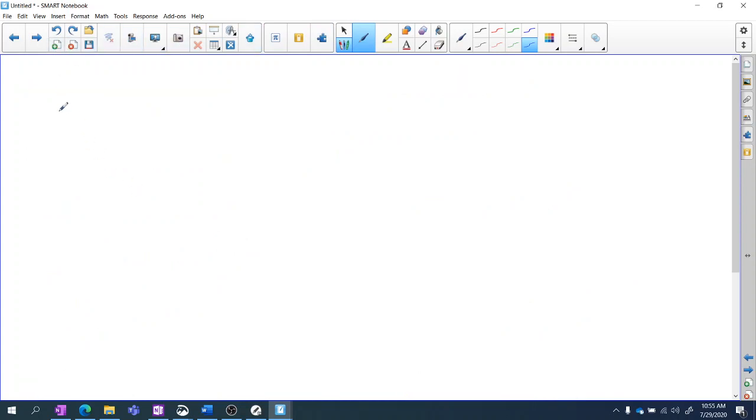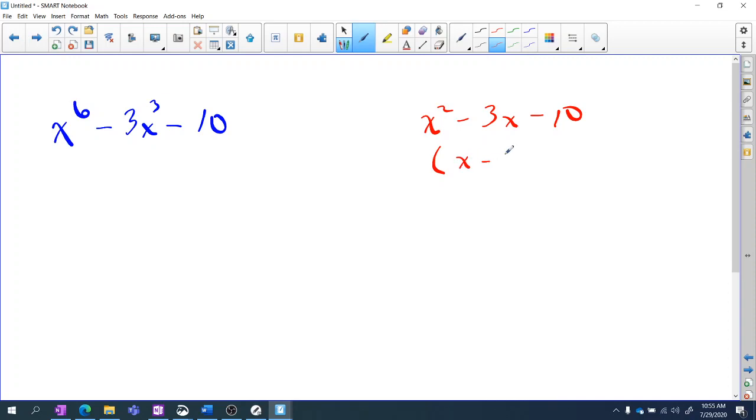Let's suppose that I had x to the 6th minus 3x cubed subtract 10. Now, this isn't the same pattern that you saw earlier where I had like x squared take away 3x take away 10. I could do this easily. It'd be x minus 5 and x plus 2. Multiply to give negative 10, add to give negative 3.